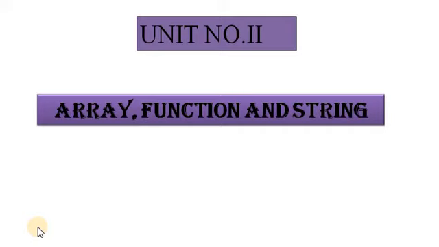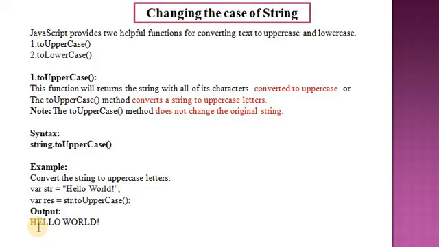Now in this lecture we will study changing the case of a string, that is by using the toLowerCase and toUpperCase methods, and next finding the Unicode of a character by using the charCodeAt method and the fromCharCode method. First point is changing the case of string.